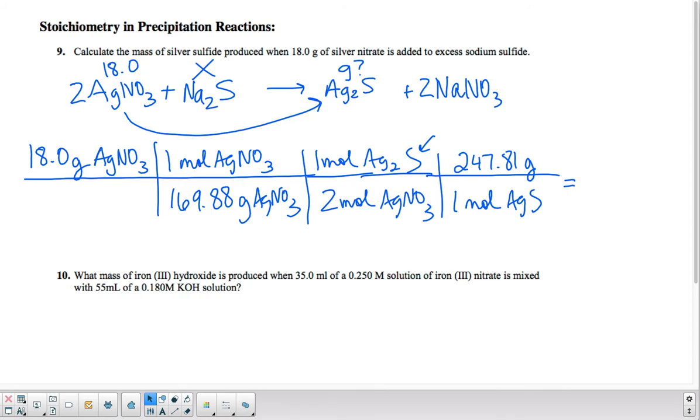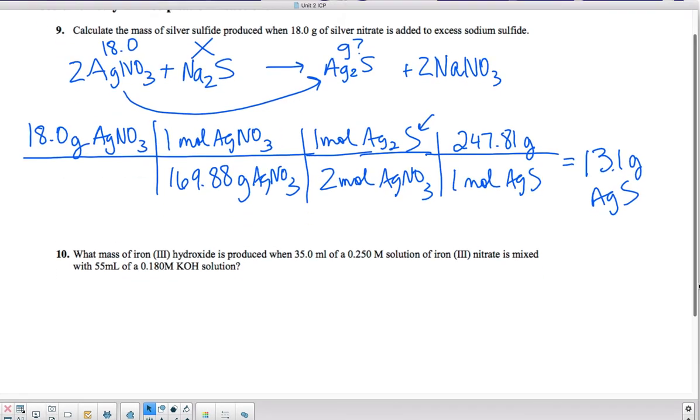How many sig figs in our final answer? 3. I got 13.1 grams of silver sulfide. Okay, good. All right, questions on that one? Pretty simple. All right, 2 more problems. Yay.